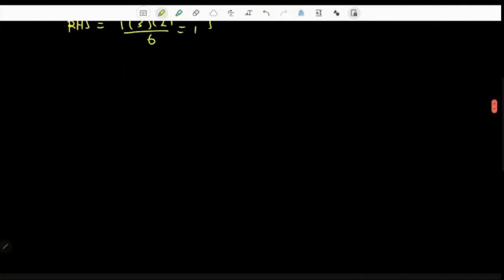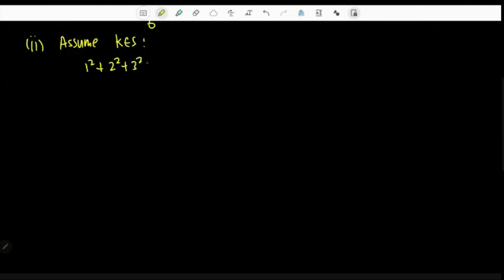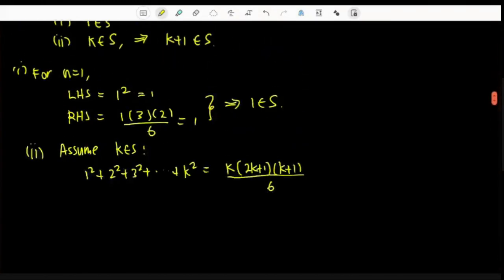For the second part, we want to assume that k is in S. In other words, that means k satisfies equation 1, or 1 squared plus 2 squared plus 3 squared and so on up to k squared is equal to k times (2k plus 1) times (k plus 1) all over 6. So we just substitute k in our equation 1.